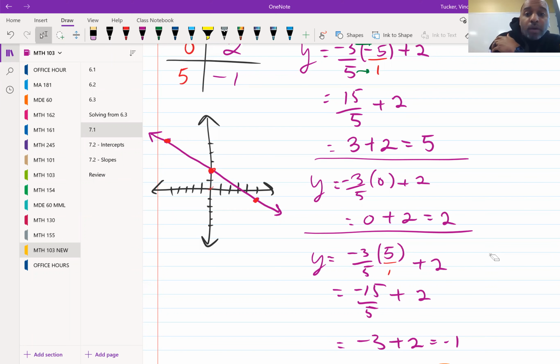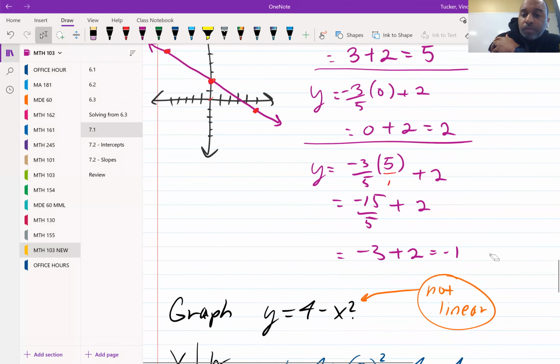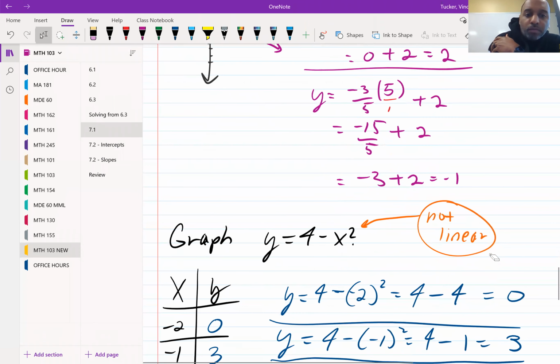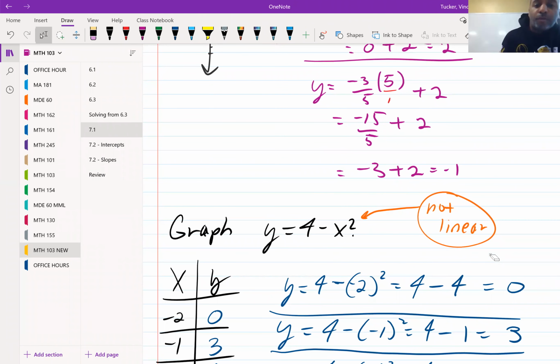All right. So we got one more. Want to graph y equal to 4 minus x squared. All right, so that square on the x stops this expression from being linear. So we're not going to get a straight line in this case.